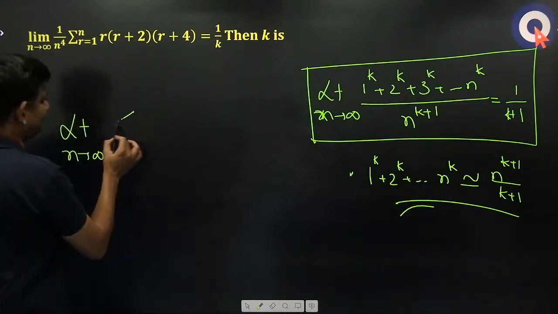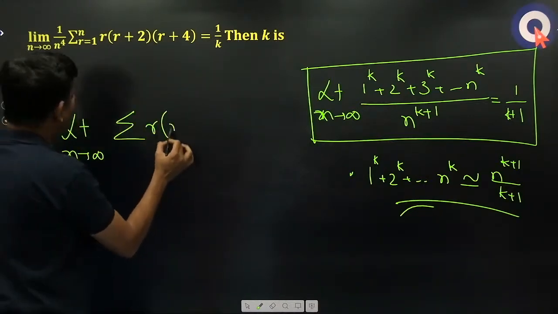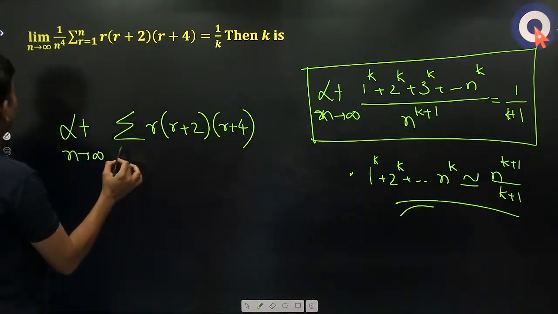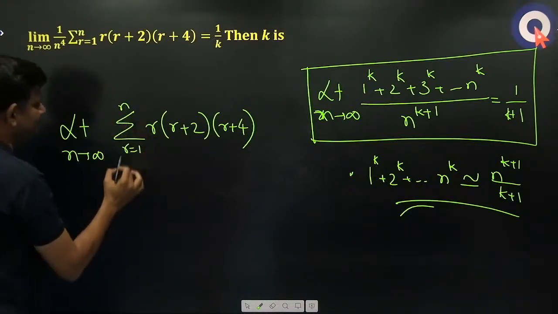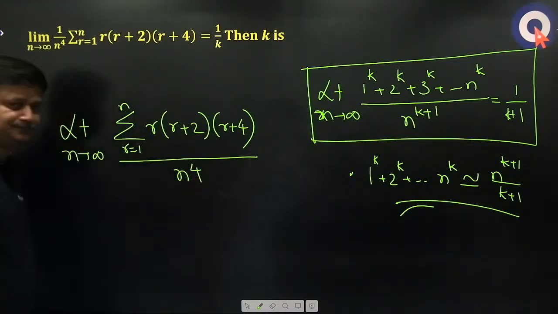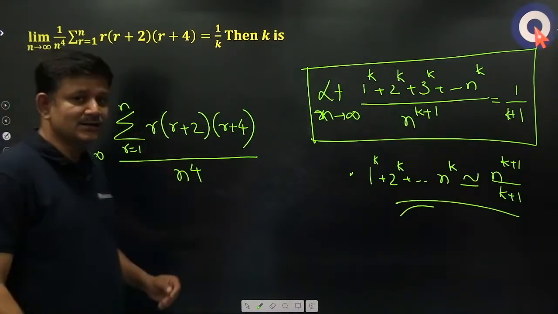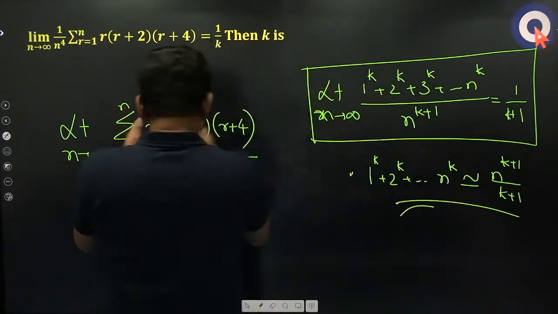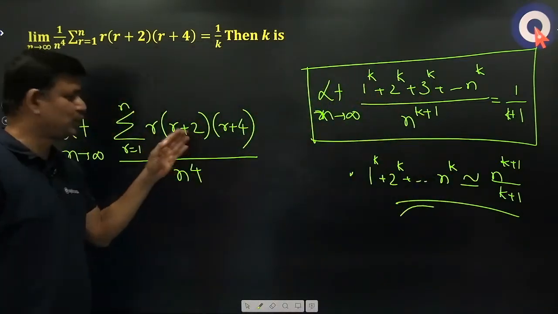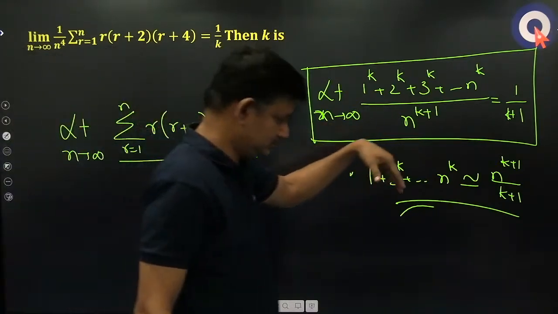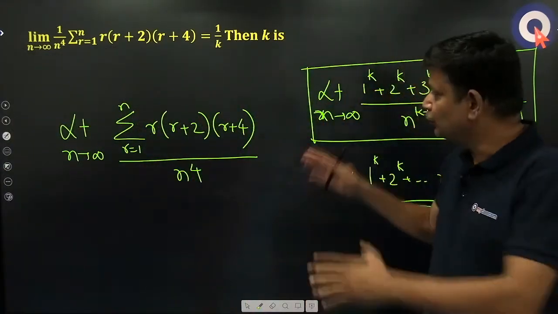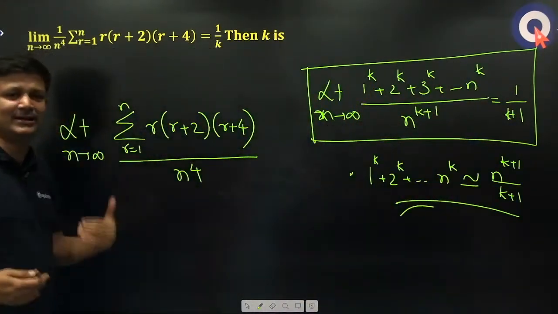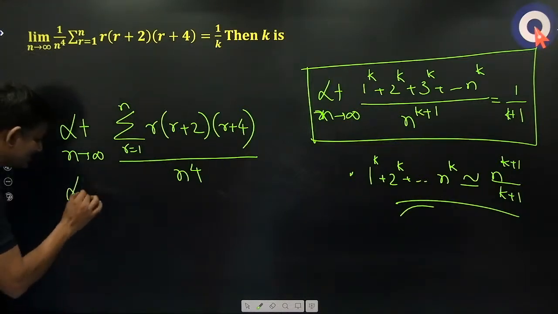Now, look at this question. How am I using that here? Sigma r into r plus 2 into r plus 4, r ranging from 1 to n, divided by n power 4. Okay. So one way of doing it is to first evaluate this product and do the summation. How many terms will come? r cube, r square, r, and a constant term. So evaluate all the sums, do a lot of simplification and focus on the highest degree term.